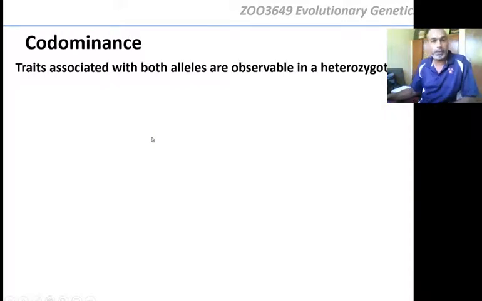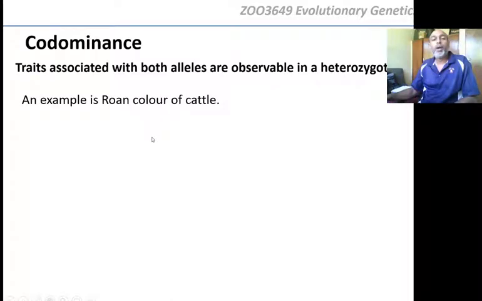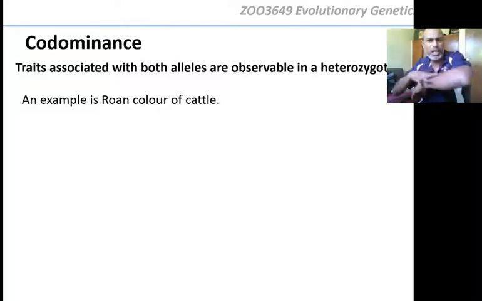What is codominance? It's when you have two alleles, but each of them codes for a different color, and you see the different colors. This is, for example, patchy dogs, patchy cows. You've seen the patchy skin of a cow. All of us have seen that. Beautiful, actually. But how is that patchy skin formed genetically?